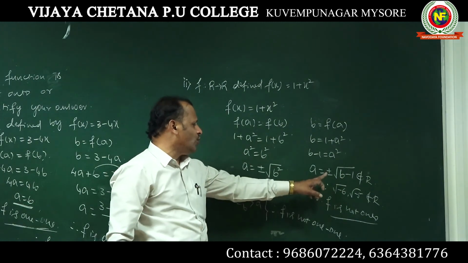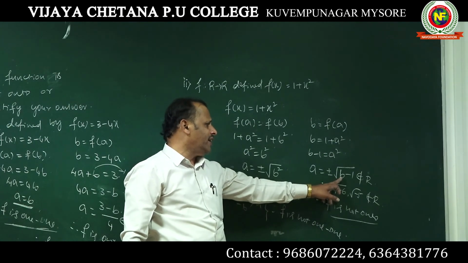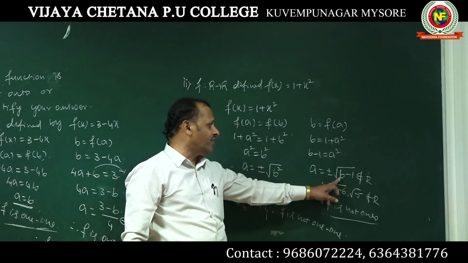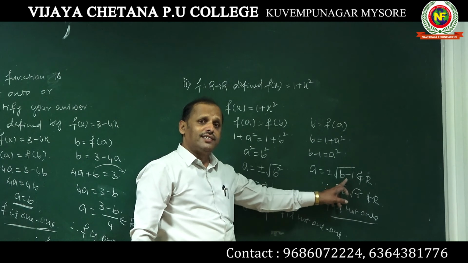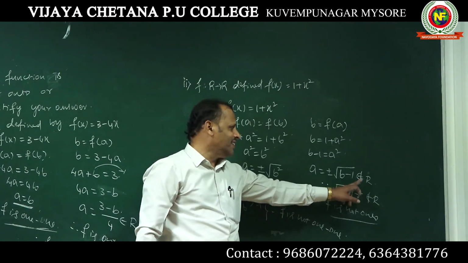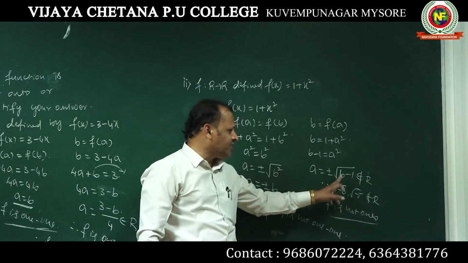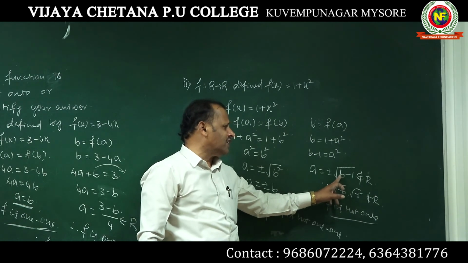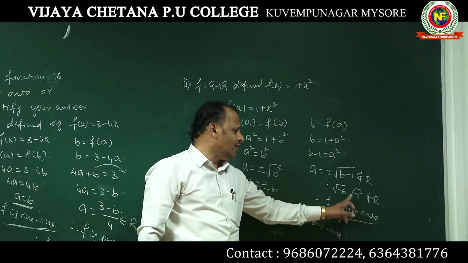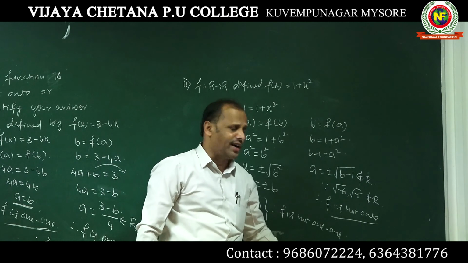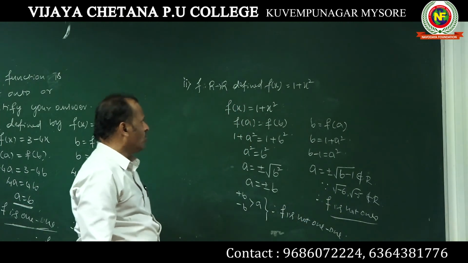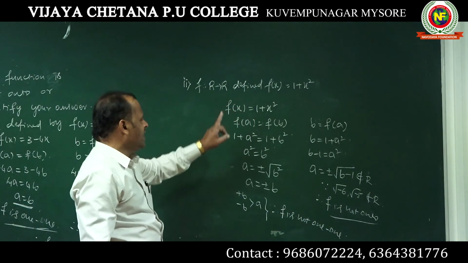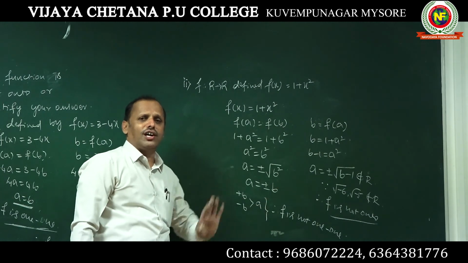Suppose here, if you take b as 0, then 0 minus 1 is minus 1. Suppose here minus 4. What is minus 4 minus 1? Minus 5. Root of minus 5 does not belong to R. Therefore, it is not onto. Therefore, this function is neither 1-1 nor onto.